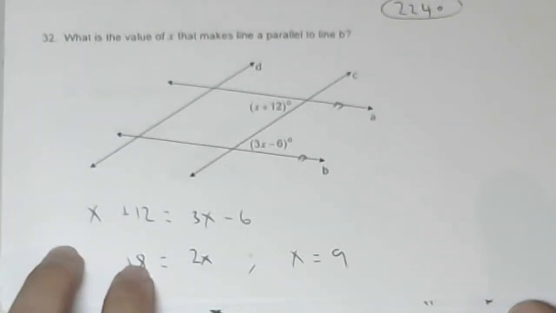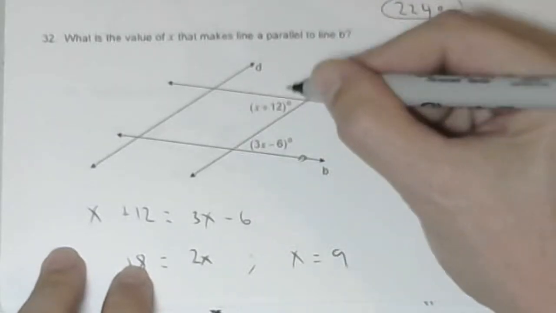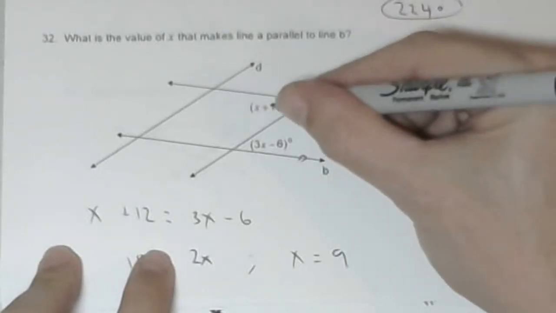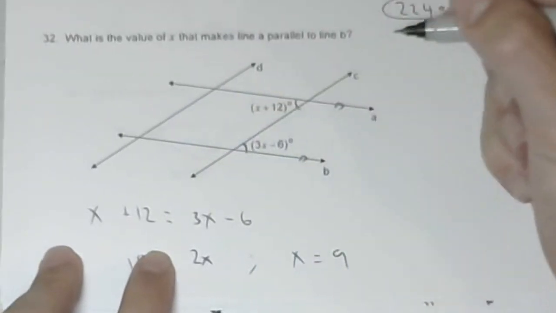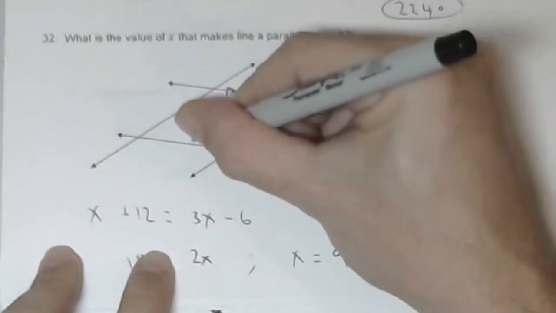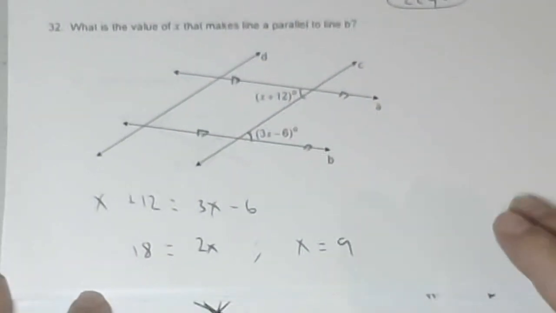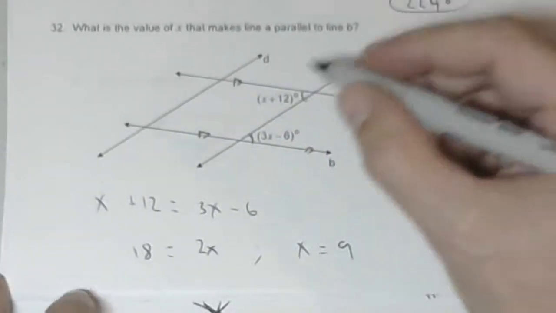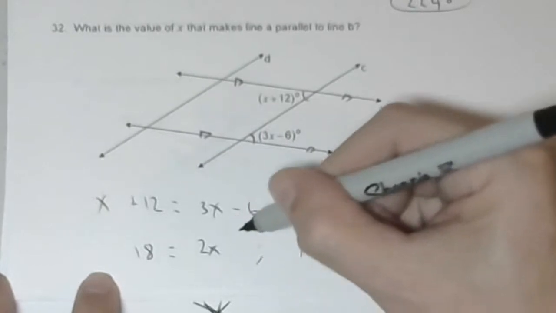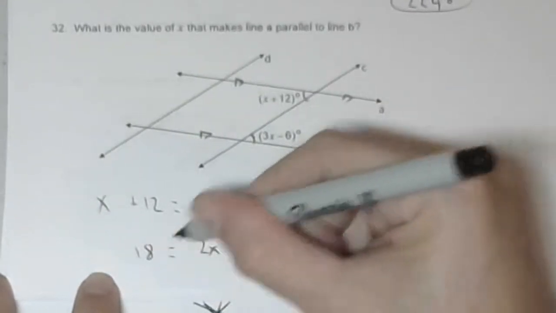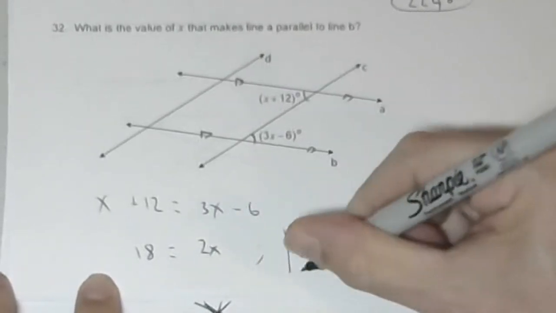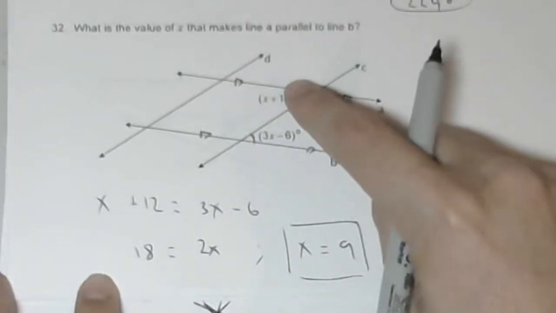What is the value of x that makes a parallel to B? Because these are alternate interior angles, if I can prove that this angle equals this angle, then I can prove that these are parallel. So I'll set x plus 12 equal to 3x minus 6. I will subtract x from both sides. This is my 2x. I will add 6, 18. X equals 9. And that's what it asks. It asks the value of x. If I want the angle, it's 21.